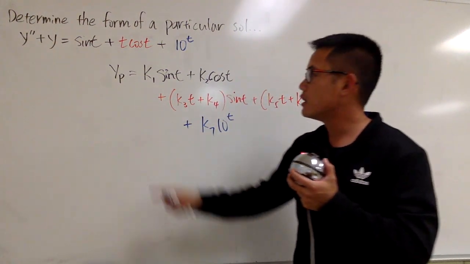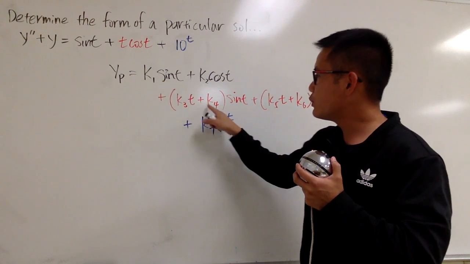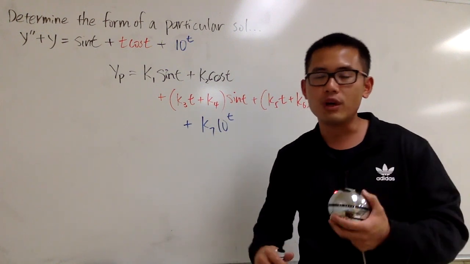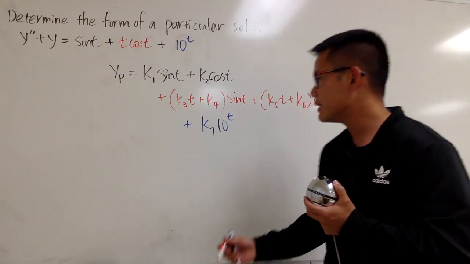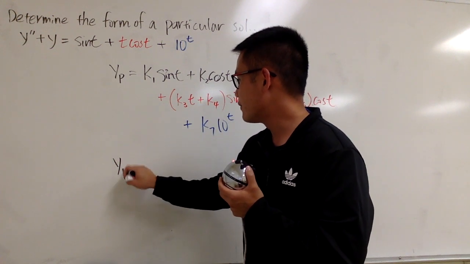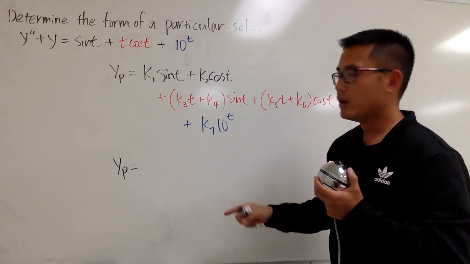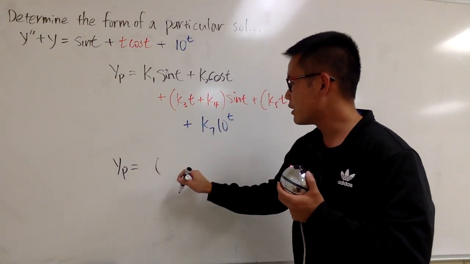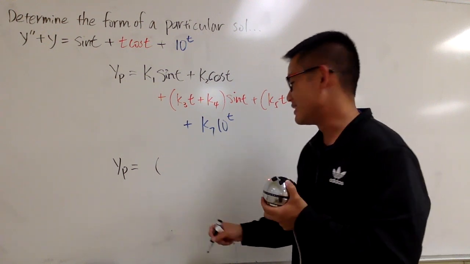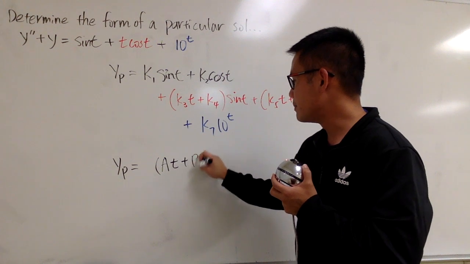Because once again, you can imagine k1 sine t, and you add it with k4 sine t. Well, k1 plus k4 is just another constant. So all in all, here is what we're going to have for the yp. I'm just going to merge that together. Let me put down a linear term first, and now I'll use the A, B, C, D. Anyways, let's go: At plus B.